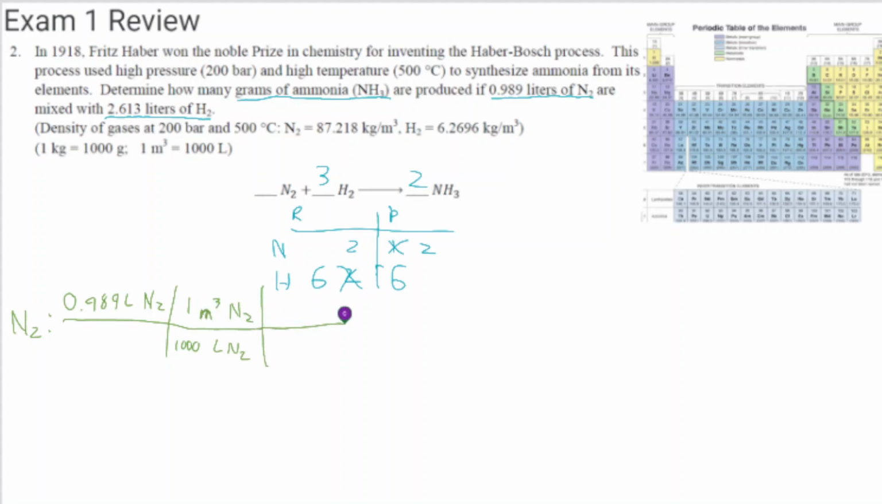All right, now we need cubic meters of N2 on bottom. And I alluded to this earlier, but now we can use the density right here. So we're going to say for every cubic meter of nitrogen, or N2, we have 87.218 kilograms of N2. And whenever you have a fraction like this, remember that number is going to be associated with the unit that is on top.